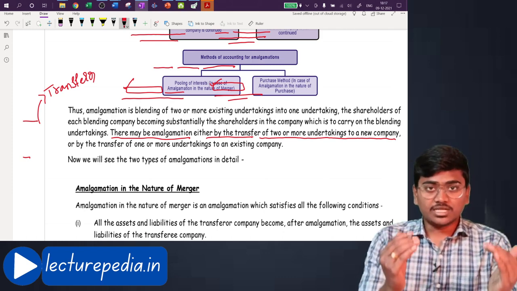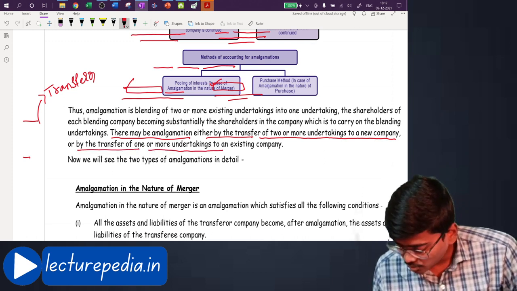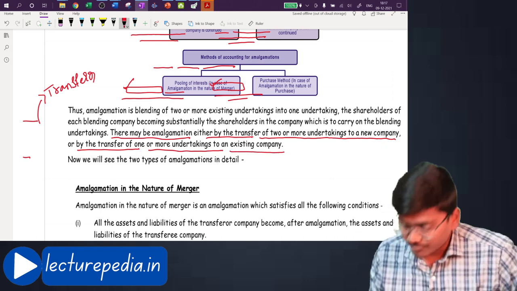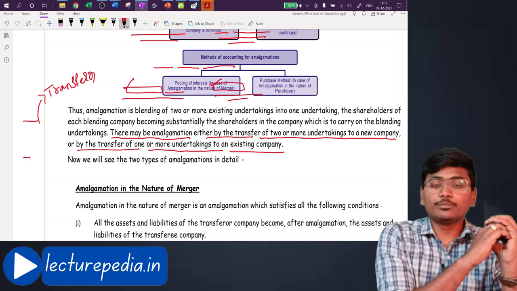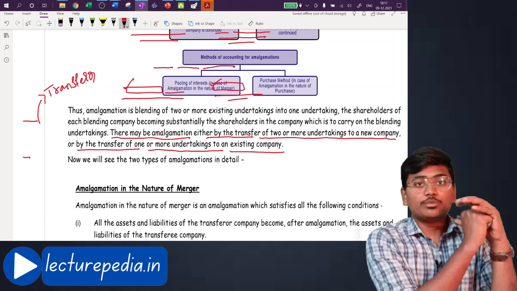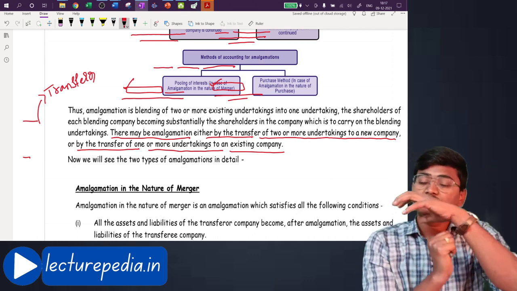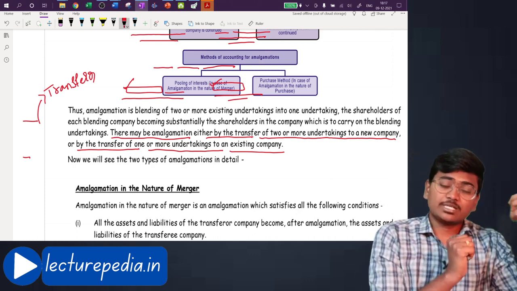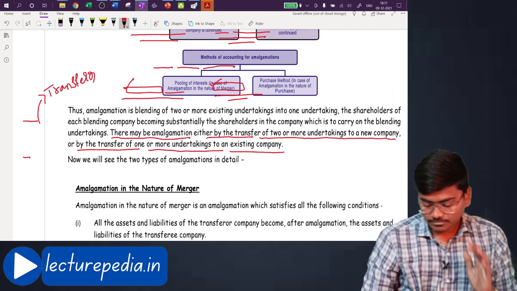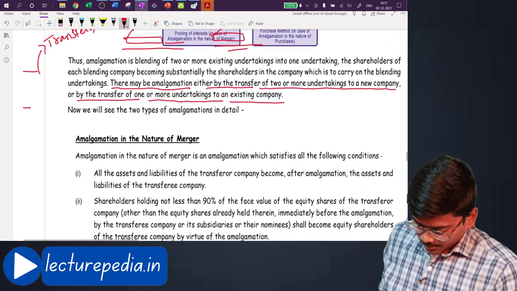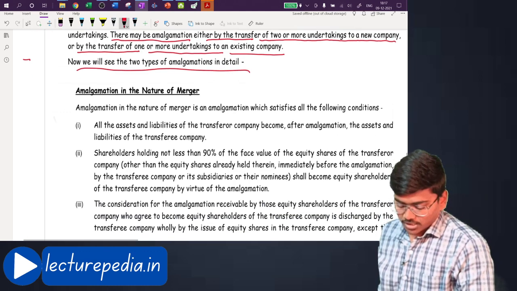Amalgamation can be either by this form or by transfer of one or more undertakings into an existing company. Now A limited is taking over B limited into A limited, thereby there will be only A limited. That means the company which was previously existing is taking over, or you can say purchasing or merging another company, that is B limited. These are the two types of amalgamations. Now we will see the two types of amalgamations in detail.